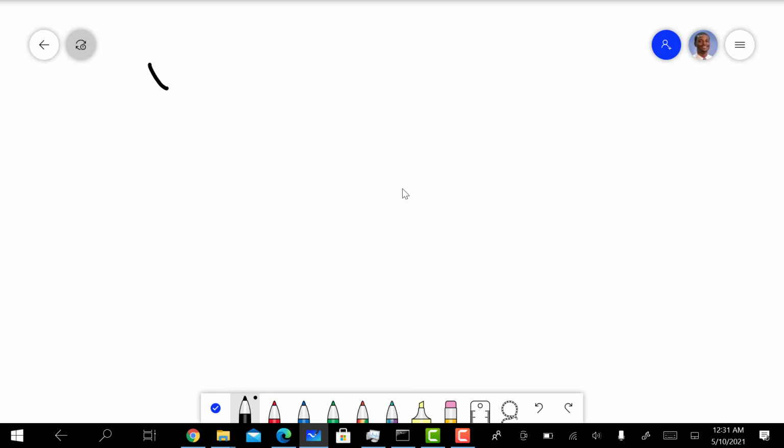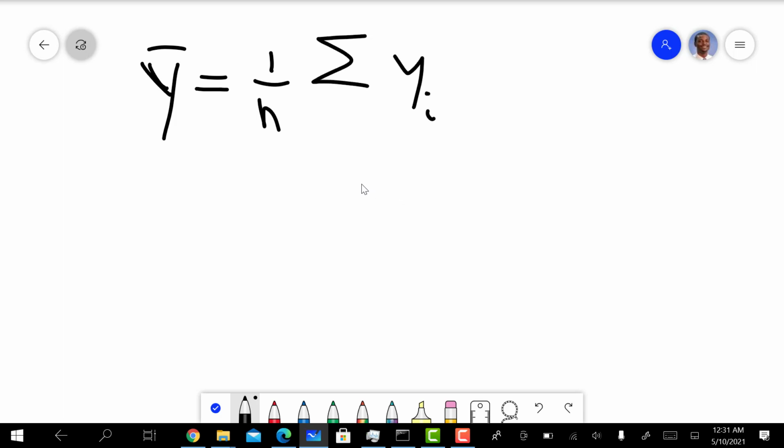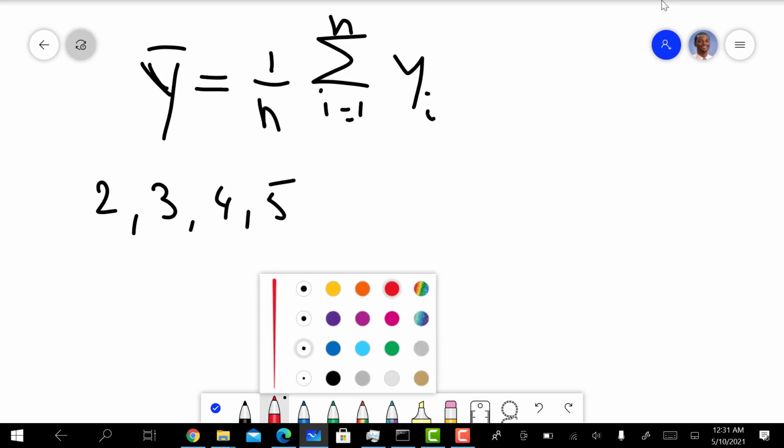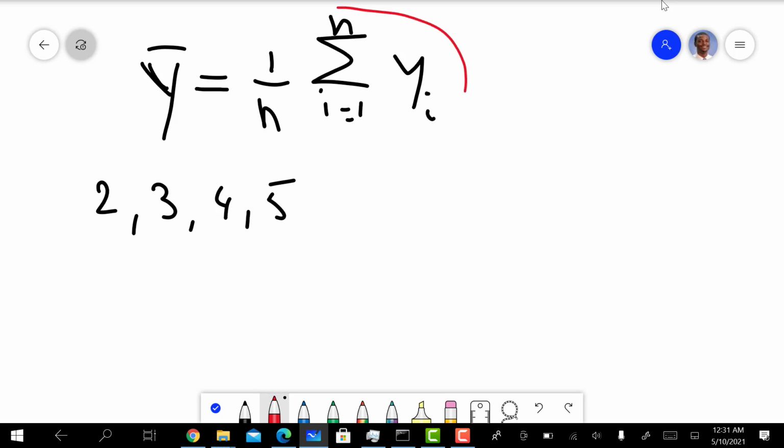So usually you will see the mean expressed as y bar or x bar. It really doesn't matter, but you're going to have 1 over n times the summation of each data point, and the data point index can go from 1 to n. So let me explain each part of this equation. So yi, these are the data points. It can be 2, 3, 4, and 5, right? And then you do a summation of these values.